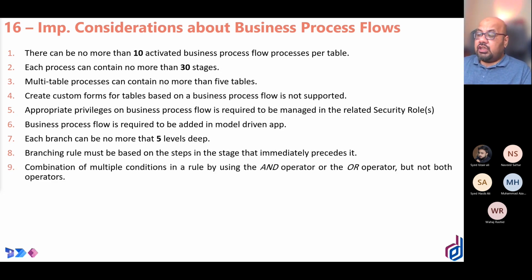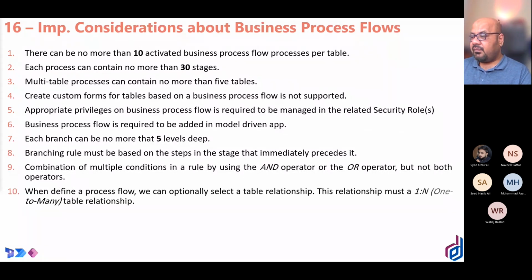Then the combination: in a particular branching, it could be either and or or. That's a very important factor: whenever you are defining the condition in the branching, you need to make sure you use either and or or. It can't be the combination of and and or. It can't be both. And whenever you are defining the business process flow, it's optional that you can take the relationship. This is what I explained earlier.